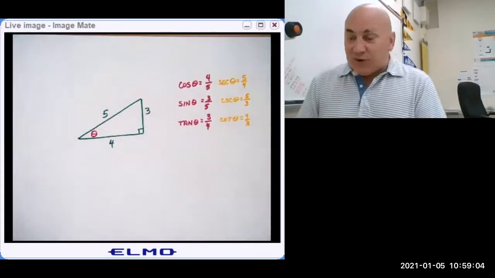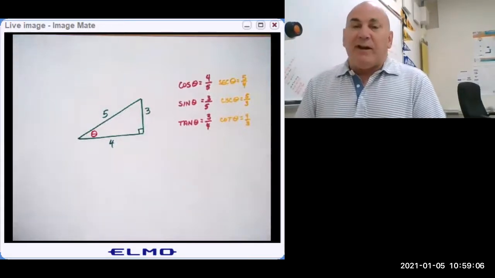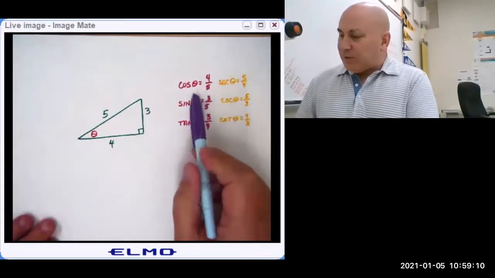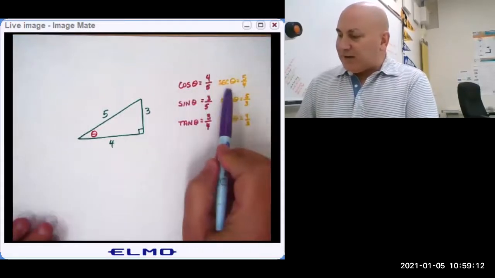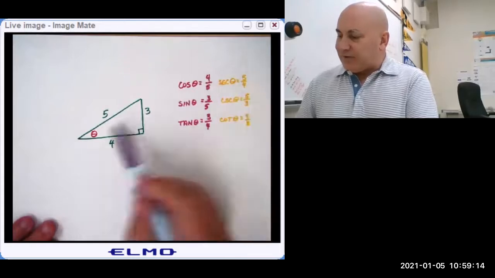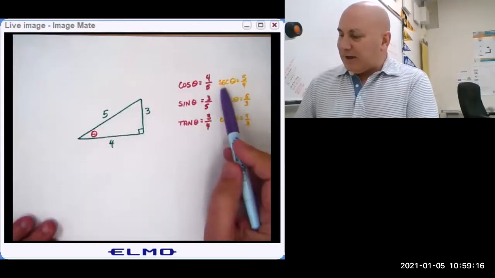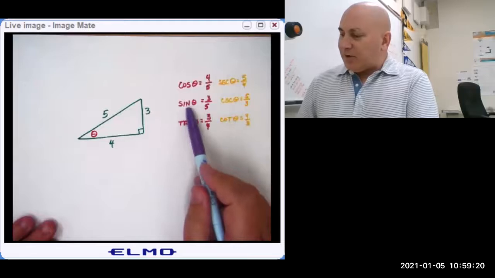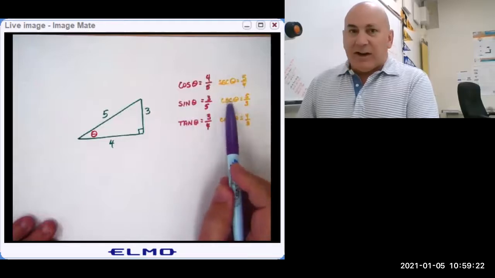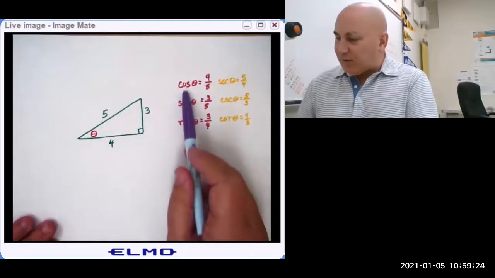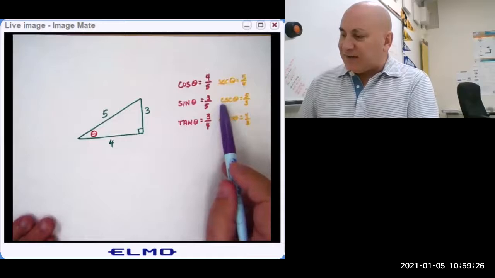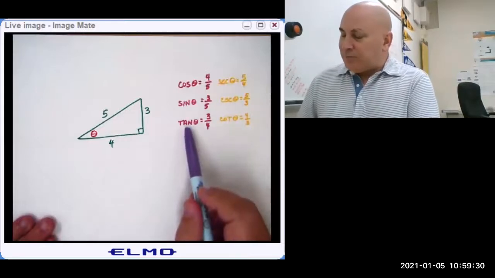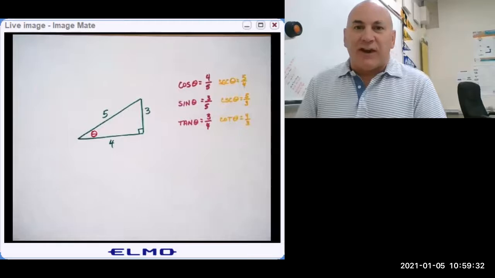There are also 3 other trig ratios that are just the reciprocals of these. So the reciprocal of cosine is secant. So the secant of this angle would be 5/4. The reciprocal of sine is cosecant, and because COS is cosine, cosecant is CSC. And the reciprocal of tangent is cotangent.